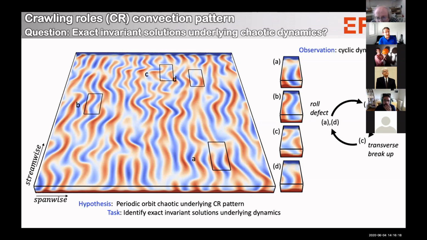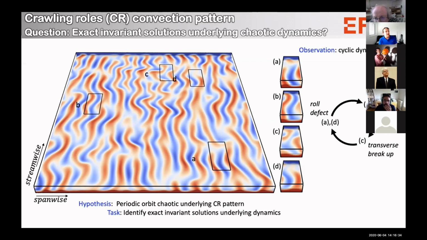And identifying this solution is difficult because we have so many degrees of freedom, and even if we have good Newton methods, we would have to have an extremely good guess to find the solution. So we cannot simply guess the solution. So we need something better.